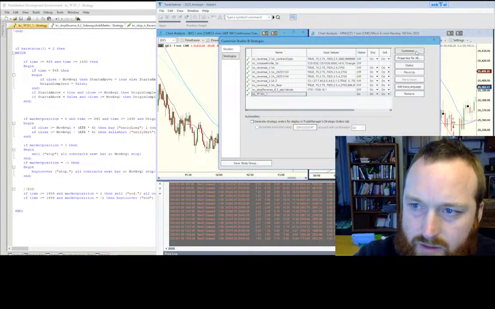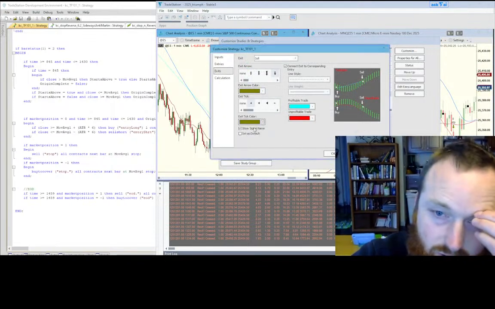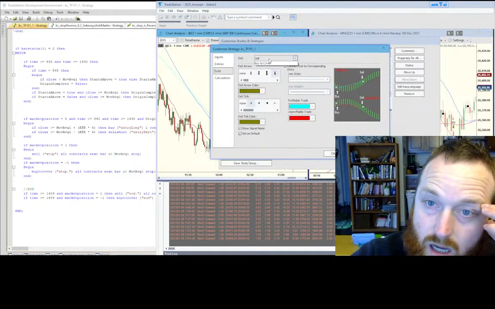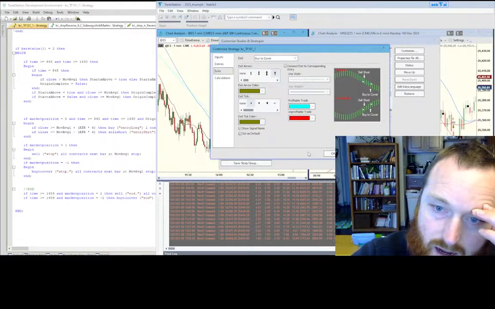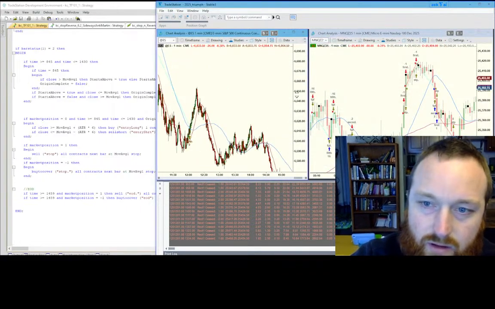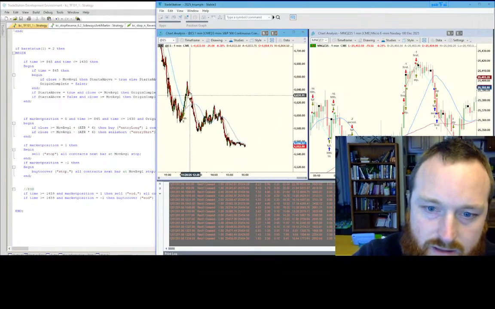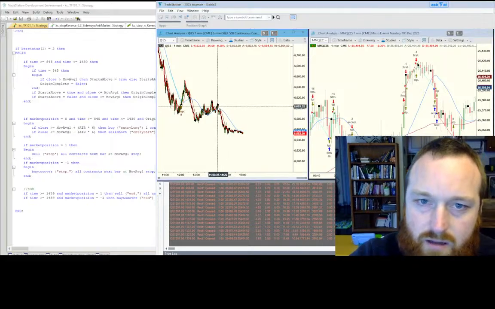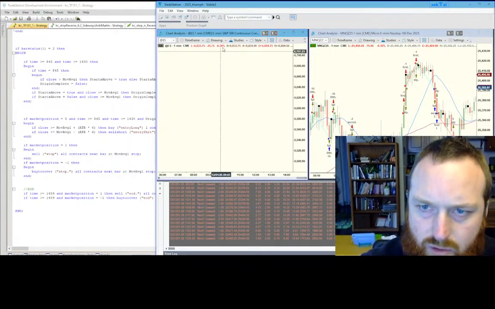Let me make it more visible and see what the results are. This is one of the most simple systems ever. I highly doubt it's profitable long term, but it was very good in these moments when the market moves and trends. Let's take a look at the past couple days, 5-10 days. I just want to see a few of the moves here.